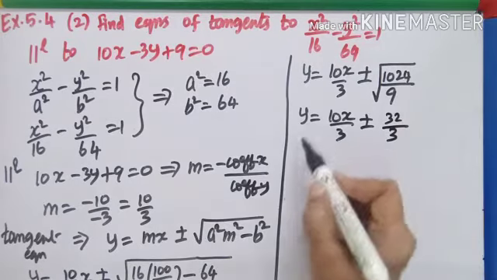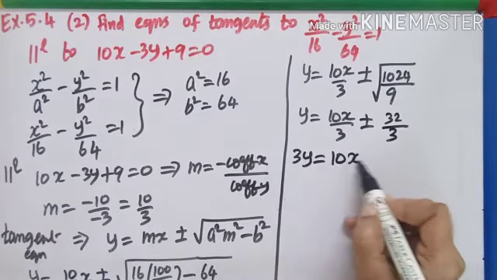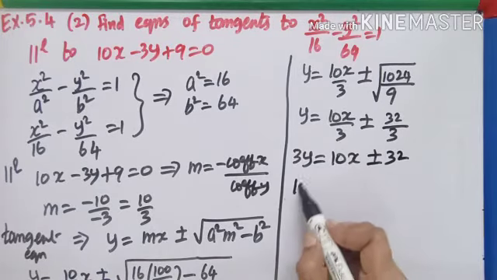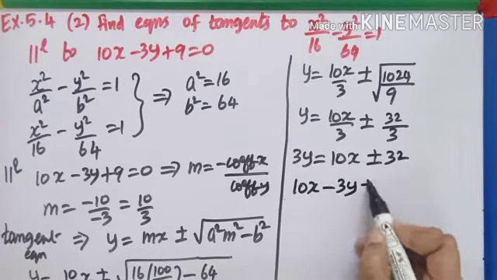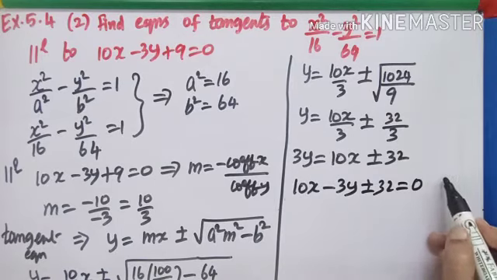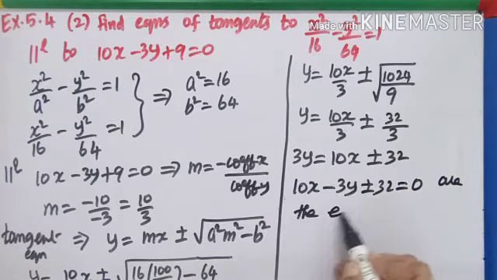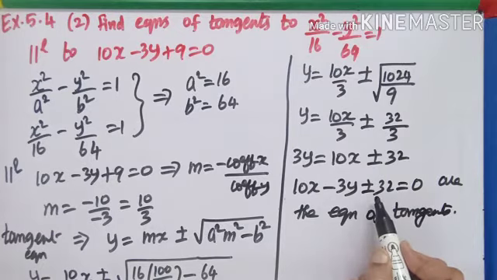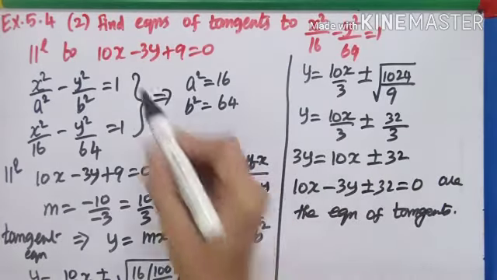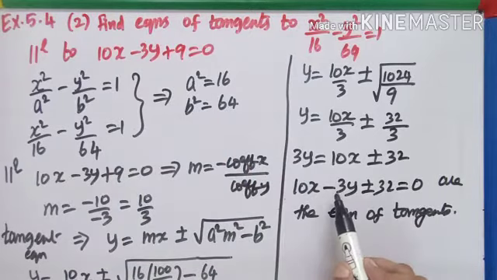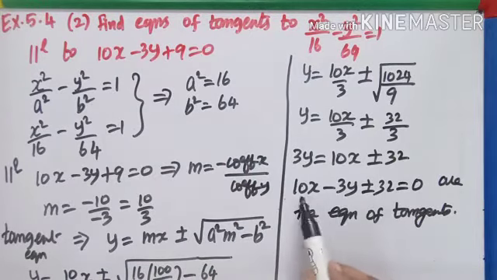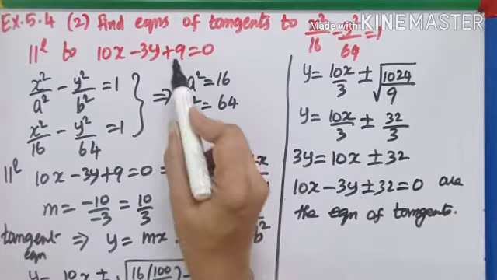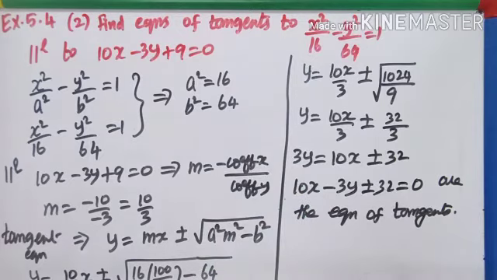Taking square roots and cross multiplying, 3y equals 10x plus or minus 32, or bringing all the terms to the same side, 10x minus 3y plus or minus 32 equal to 0 are the equations of tangents. So how many tangents have we found? Two tangents for the hyperbola parallel to the given line. So check, parallel lines will have the same coefficients, 10x, 10x, minus 3y, minus 3y. They change only in the constant.